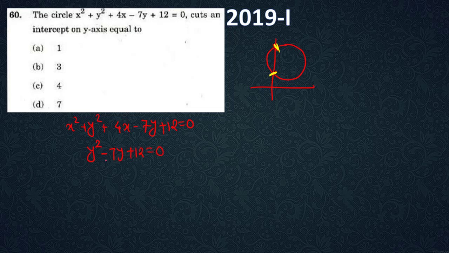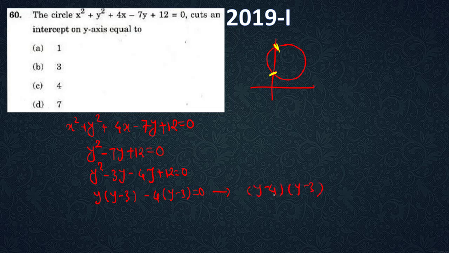So find the factors of this. Split it as minus 3y minus 4y plus 12 equals 0. If I take y common, it is y minus 3 remaining, minus 4 common, again y minus 3 remaining. So the factors are y minus 4 and y minus 3.